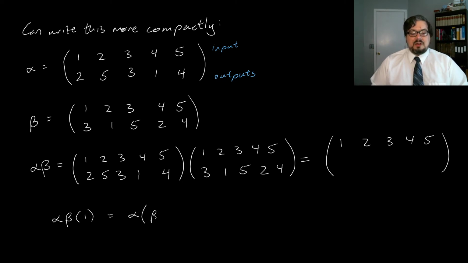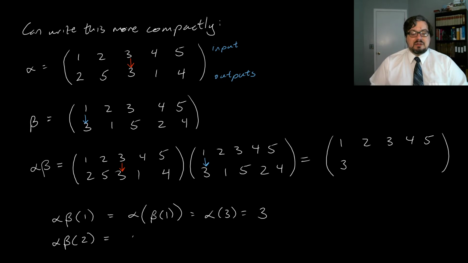Well, it's going to be alpha of beta of 1. Now, beta of 1 we can read from the notation on beta, and we see that beta of 1 is 3. So then we get alpha of 3, and alpha of 3 we see is 3. So that means that in our product, alpha times beta, alpha beta of 1 is equal to 3.